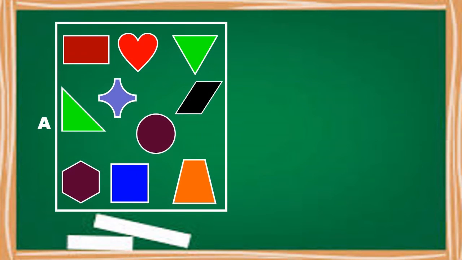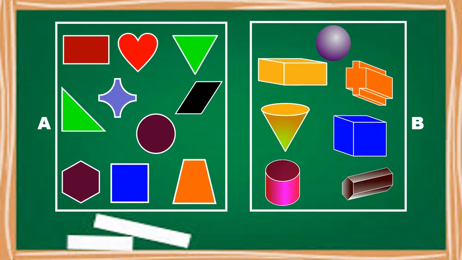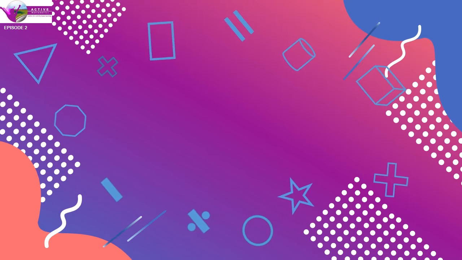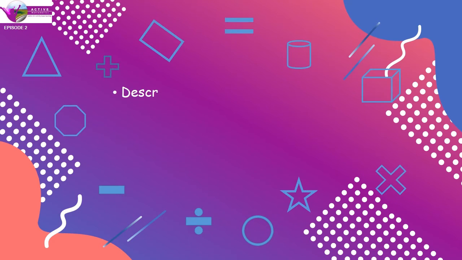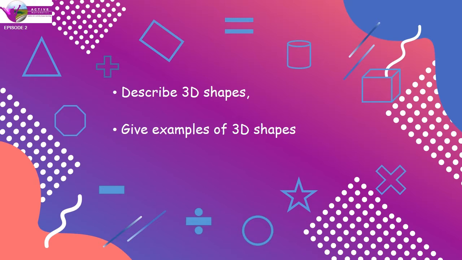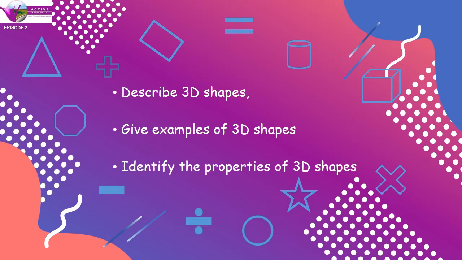Previously, we learned that shapes can be put in two broad or basic categories: 2D shapes and 3D shapes. In this lesson, you can describe 3D shapes, give examples of 3D shapes, and then identify the properties of some 3D shapes or objects.